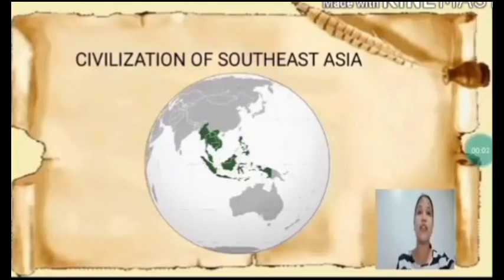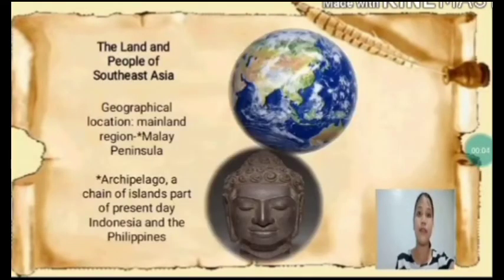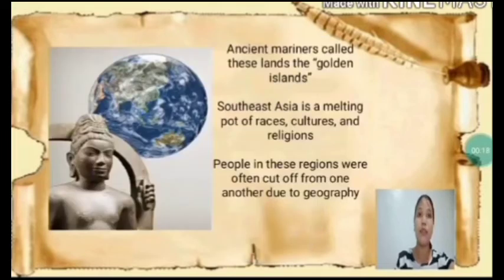Civilization of Southeast Asia. Geographically speaking, the main region of Southeast Asia is the mainland peninsula. We also have the archipelago, a chain of islands that is part of present-day Indonesia and the Philippines. The ancient mariners of this region called these Southeast Asian lands the Golden Islands, and Southeast Asia is really a melting pot of races, cultures, and religions.